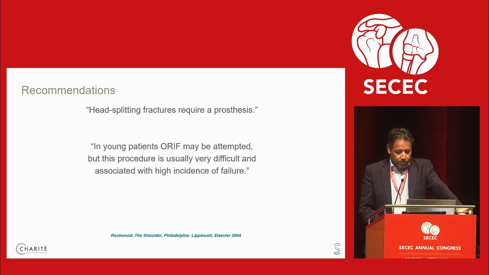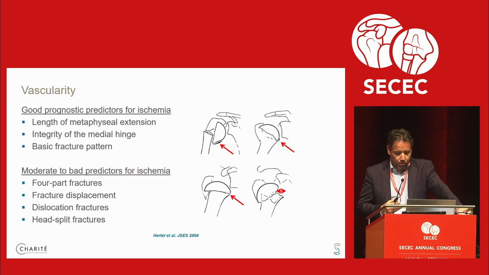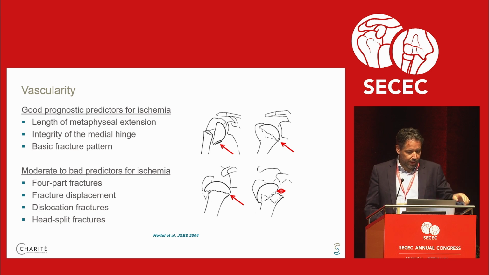But is it really true that a head split goes along with decreased vascularity? If you look at Ralph Hertel's paper, head split fractures were only shown to be moderate to bad predictors for ischemia, meaning that probably the head split does not really mean ischemia and does not really mean necrosis. So we should really think about Hertel's criteria if we have a head split fracture and look more at length of metaphyseal extension, integrity of the medial hinge, etc.